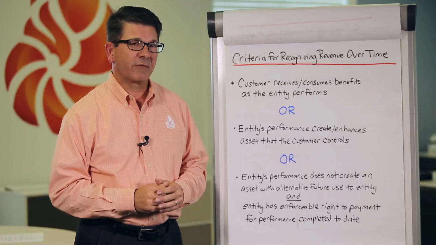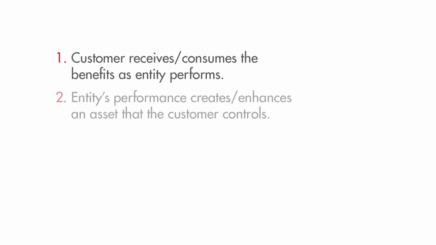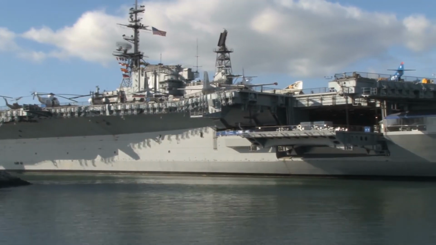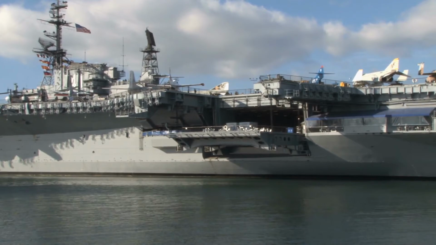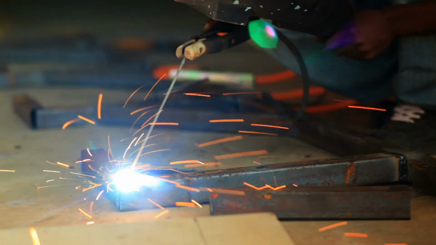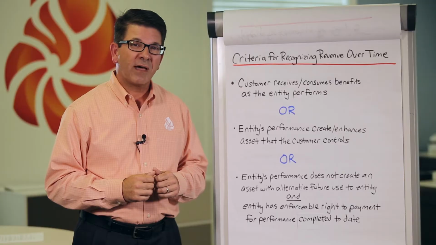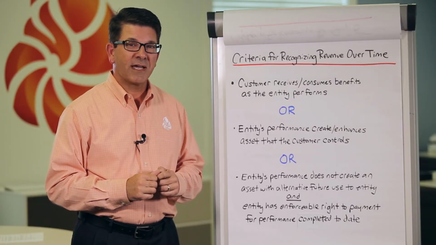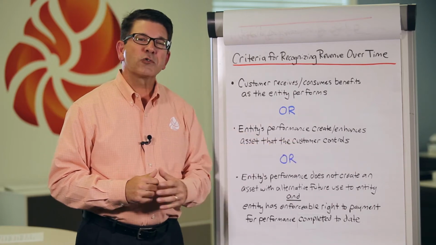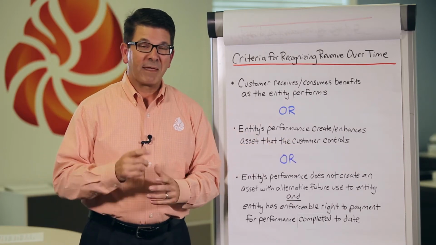The second criteria for revenue recognition over time, the entity's performance creates or enhances an asset that the customer controls. Take, for example, General Dynamics. They build nuclear submarines for the U.S. government, and these nuclear submarines take 10 to 15 years to complete. Would General Dynamics qualify for revenue recognition over time? You bet. Why? Because who controls that nuclear submarine? If you said the U.S. government, you'd be right.